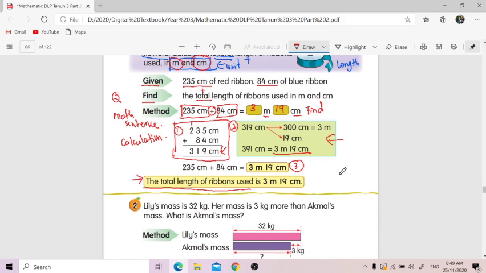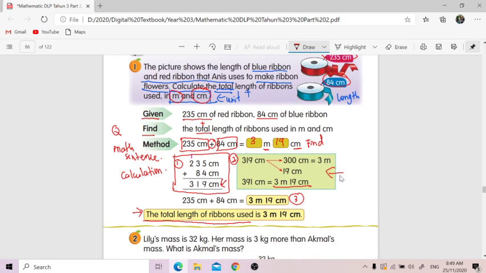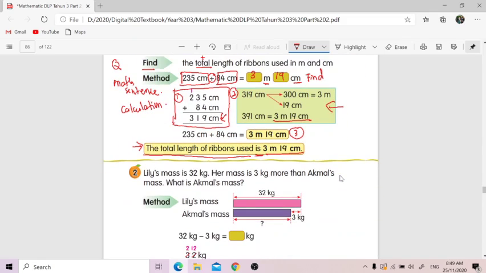Okay, so based on the question, the soalan dia tu. So ni ada the total length of ribbon used. Yang ni soalan balik je. The total length of ribbon used is, okay. Yang ni kena gunakan perkataan is here and then letakkan jawapan. So this is the answer. Okay, so that's how you do your problem question.